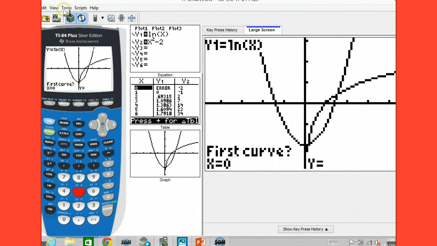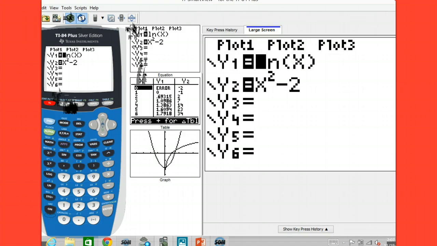And it will automatically position itself in what I have in y1 and say, do you want me to use this for the first curve? And of course we tell it enter for yes. And then it jumps to what I have in y2. Come on, you can do it. Then it jumps to what I have in y2. I do have an equation in y2, so why does it not want to cooperate?